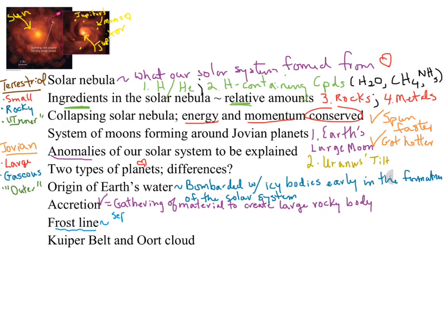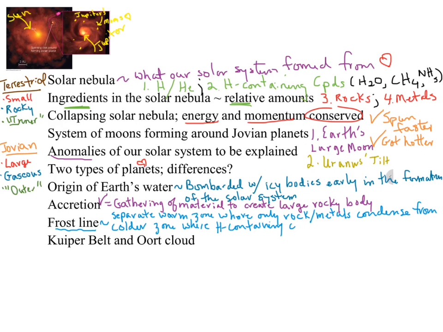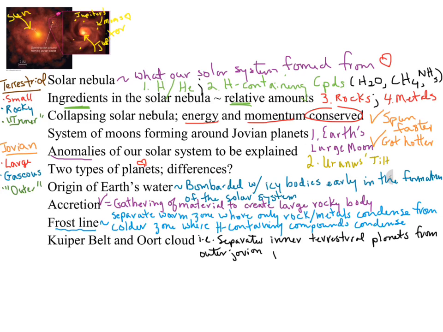The frost line then is the temperature, or the demarcation of two zones. The warm zone and the cooler zone, the hot zone or the cold zone, if you want to call it that way. And what the significance there is, on the warm side of the frost line, only rocks and metals could go ahead and come out of their gaseous state. And so that's actually where we got our rocky terrestrial planets.